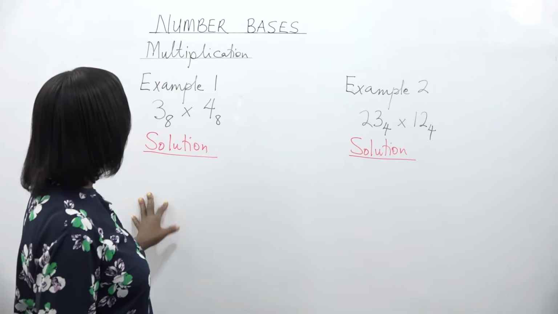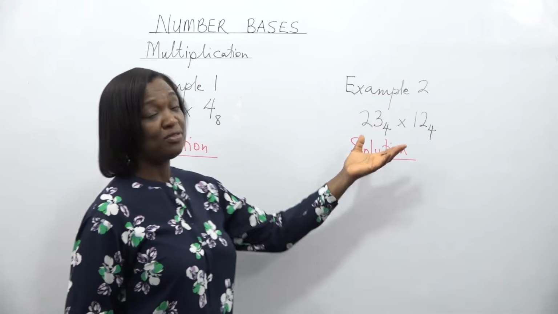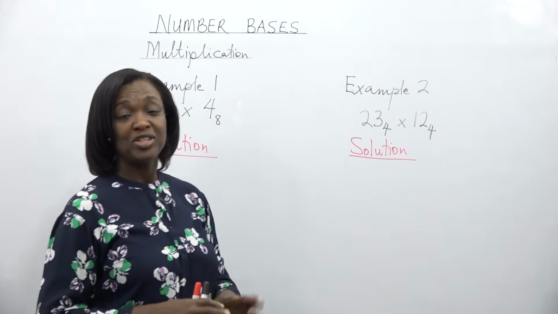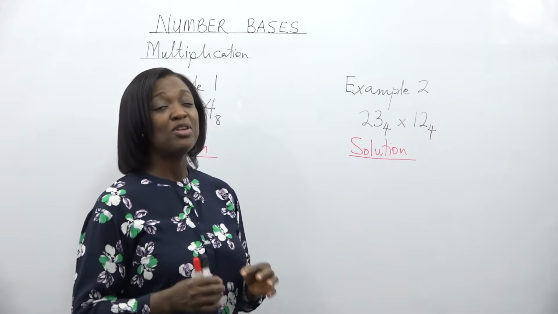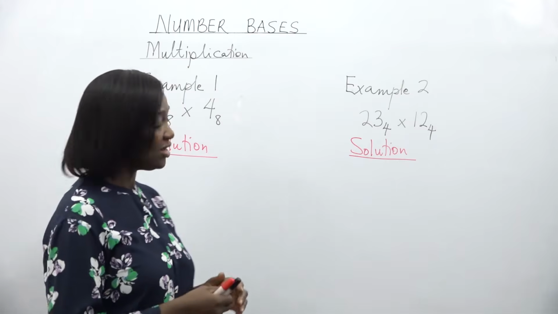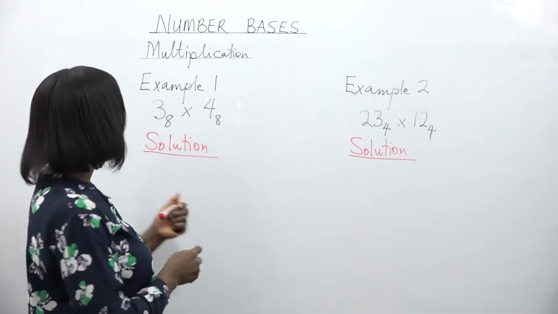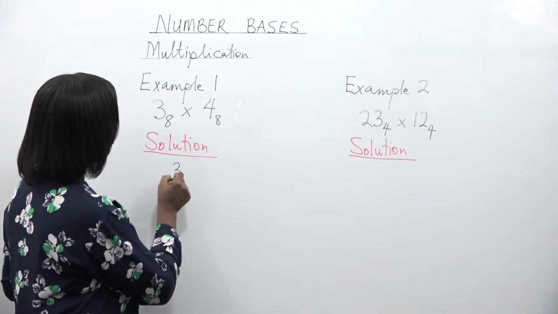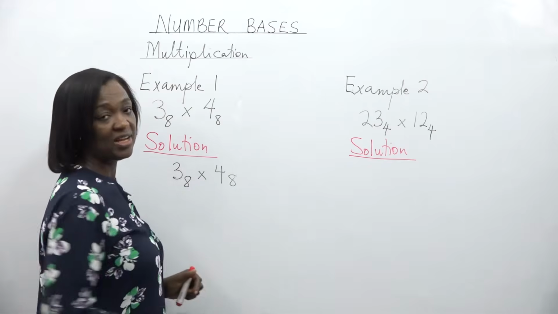In the first example, we're multiplying in base 8. In the second example, we will multiply in base 4. All you need to do is know your tables and keep that base in mind. Keep the number base in which you're working. So example 1, 3 base 8 times 4 base 8. So we have 3 base 8 times 4 base 8.